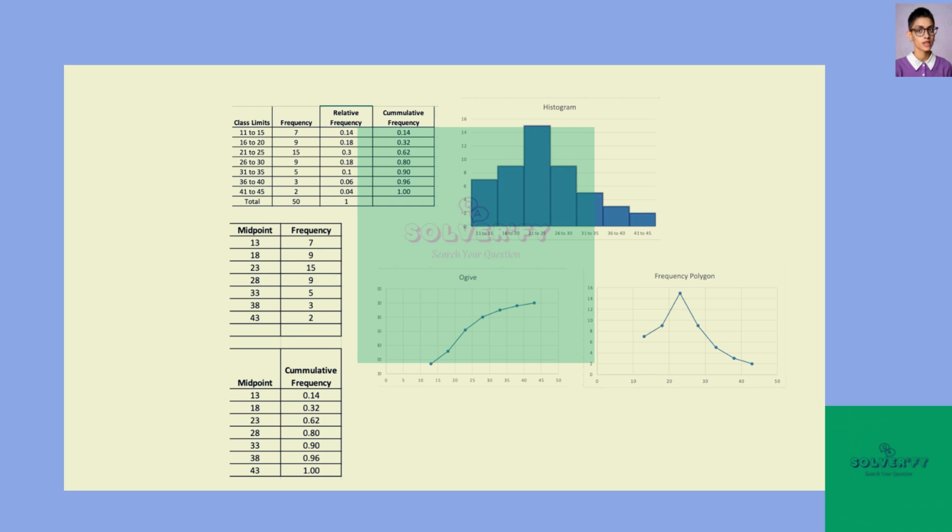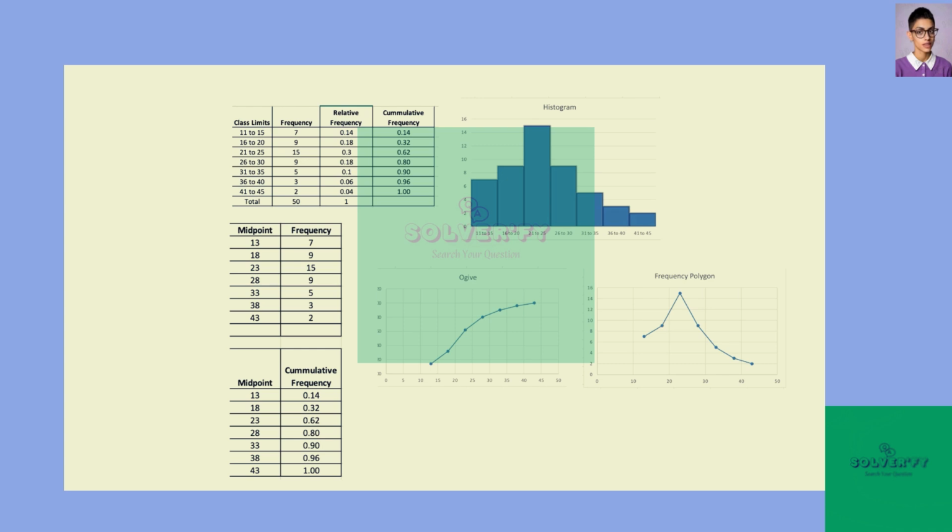And it is almost a nice data set that is not skewed. It is slightly skewed to the right, but it is almost unimodal.